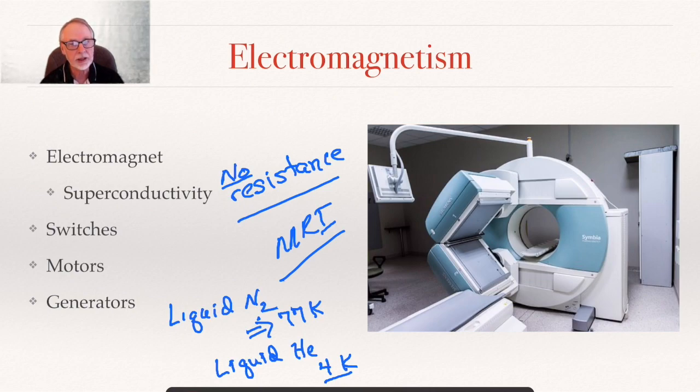Even though helium is a larger atom than hydrogen, as we'll talk about a little bit later on, hydrogen exists as a diatomic molecule, whereas helium does not. Hydrogen exists as H2.